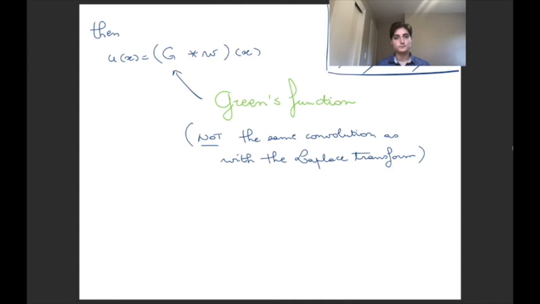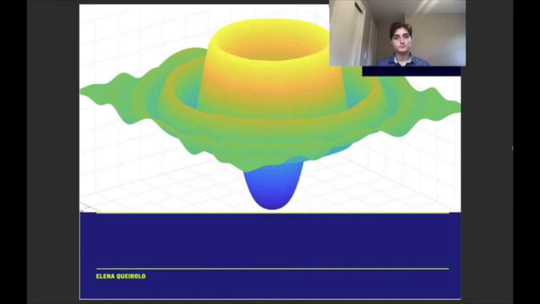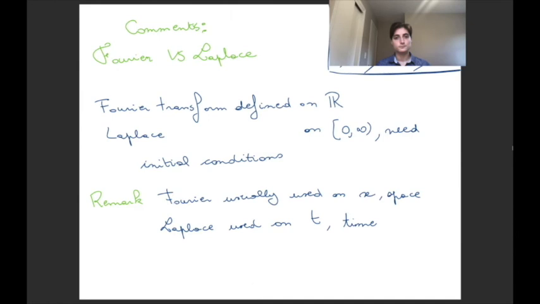That means that we can structure our solutions in a similar way as we did for the Laplace transform, by constructing any solution as the convolution of the Green's function with the right-hand side. Notice that this is not the same convolution as with the Laplace transform, but the form is the same. Let's take a couple of minutes to rewind what we have done, in particular to build a correspondence between the Fourier transform and the Laplace transform.